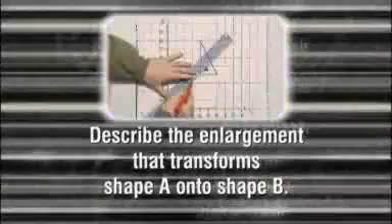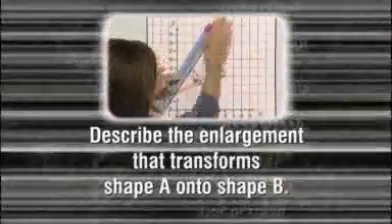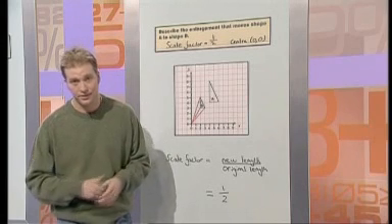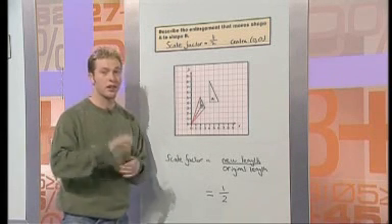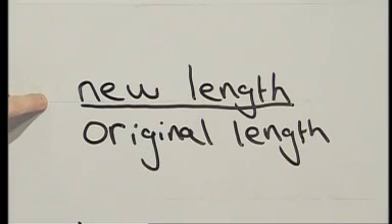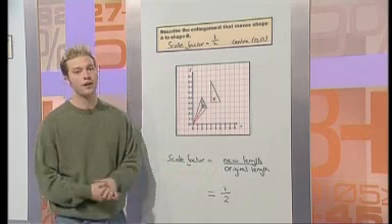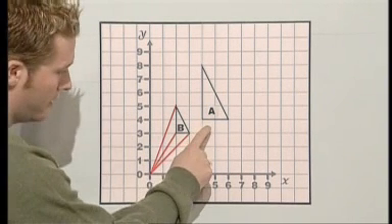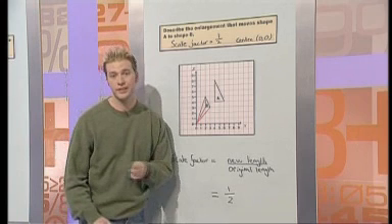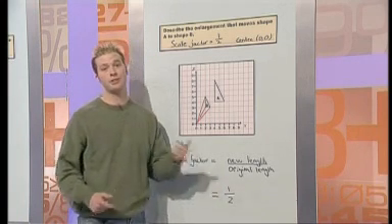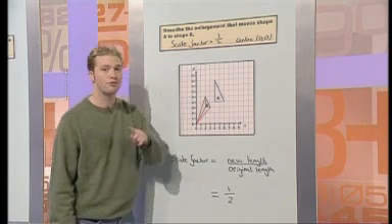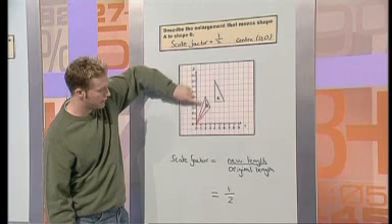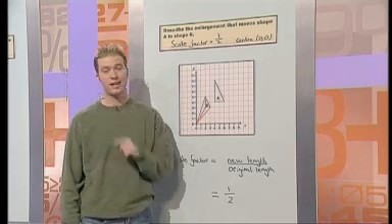Describe the enlargement that transforms shape A onto shape B. Describing the enlargement means I have to work out the scale factor and the centre of enlargement. Now, to find out the scale factor, I use this ratio, new length over the corresponding original length. The new length I chose, this one here, is 1, and the corresponding original length is 2. So the scale factor is 1/2. Now, to work out the centre of enlargement, I drew straight lines from each point on the enlargement through the origin, like that. So 0, 0 is the centre.